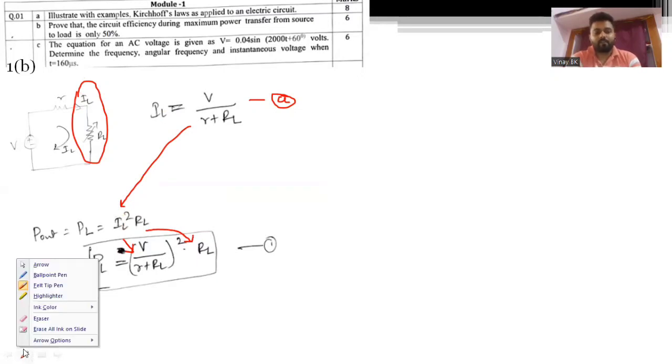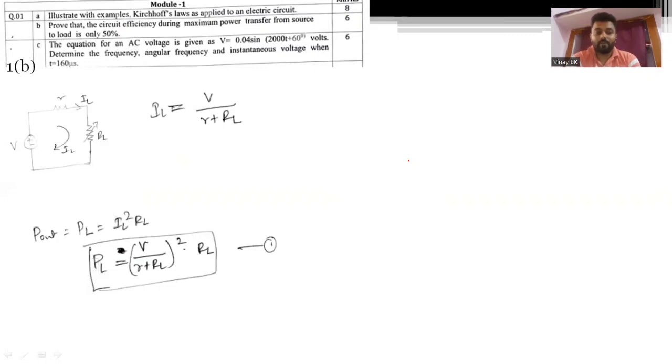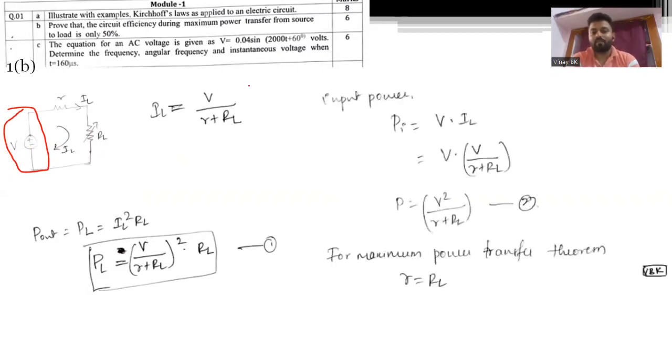Clear? Next, we have to define what? Input power. Input power means the input side. On the load side you have the load resistance, so you consider IL square RL. But the input side has two resistors, so how do we write it? Input power is just written in terms of total voltage into total current. So input power is given by V into IL. Again, what is IL here? From equation A, IL is V divided by R plus RL. So you get V square divided by R plus RL.